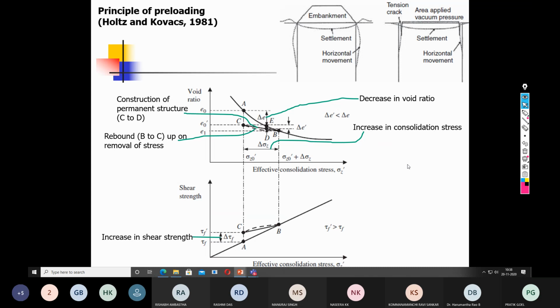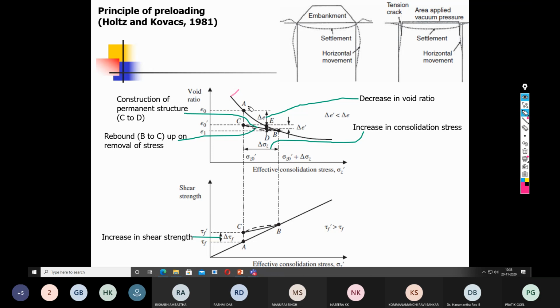So now let us try to understand the fundamentals, the principles of preloading. This is the consolidation graph, void ratio versus the loading condition. When you are imposing the load, there is a decrease in the void ratio. Initially there is an initial void ratio of e naught. Then after the desired amount of time, the void ratio has decreased from e naught to e1.